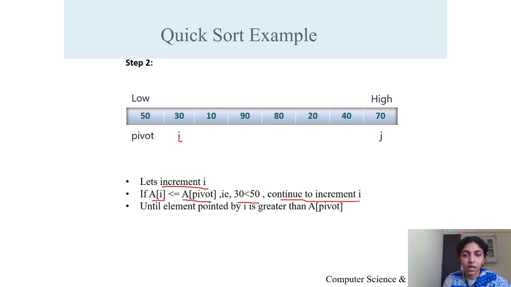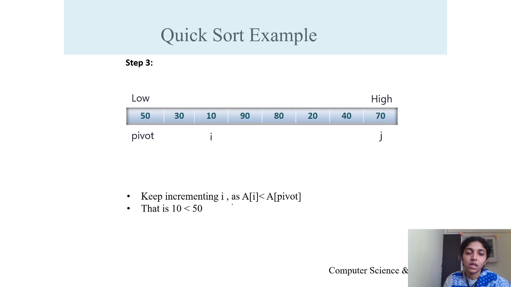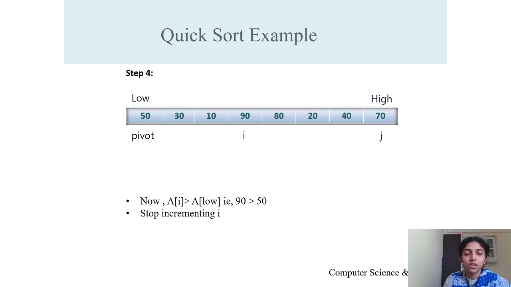Now continue to increment i. Once again increment i, i plus plus, so i will come to this particular place, until the element pointed to by i is greater than a of pivot. Now a of i is how much? 10. Now 10 is less than 50, right? So keep incrementing i, as a of i, that is 10, is less than a of pivot. Now i becomes i plus plus, and i will point to 90. Now you can see that once again 90 is greater than 50. Now the condition is false.